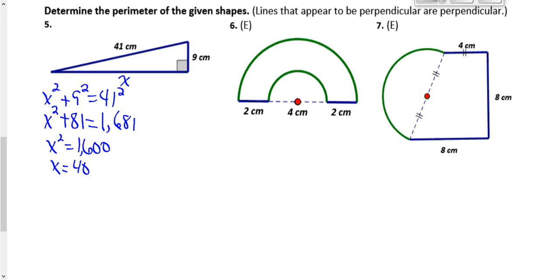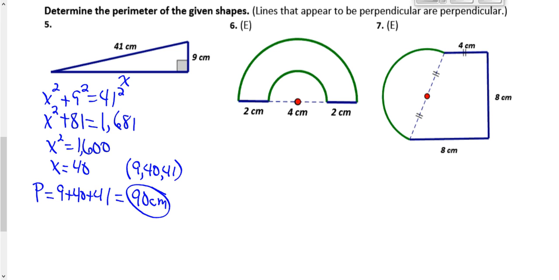Hey, is this another triple? Did we find a triple? Are they all integers? Well, if you can remember that one, it's another triple. Save you some work. So now we just do perimeter equals 9 plus 40 plus 41. That comes to 90 centimeters. Okay?